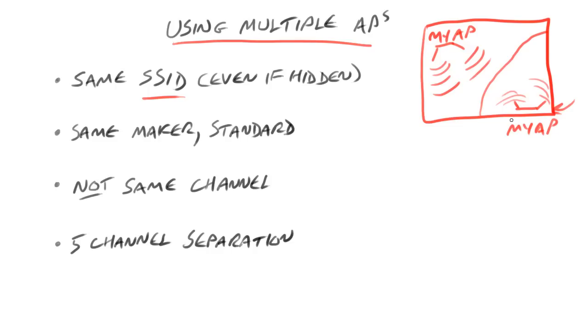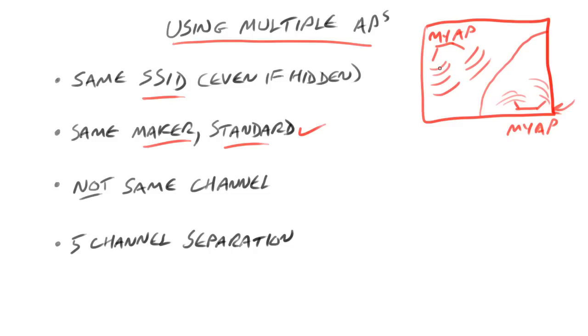Now, some people will also have a situation where they might have inherited one from their Uncle Joe, and then they bought one from the electronics store, and they might not match up. So make sure that you have the same maker and standard, if at all possible. So if this one's a Linksys, make sure that this one's also a Linksys. If this one's a Netgear, make sure that this one's a Netgear, or a D-Link, or whatever maker it is.